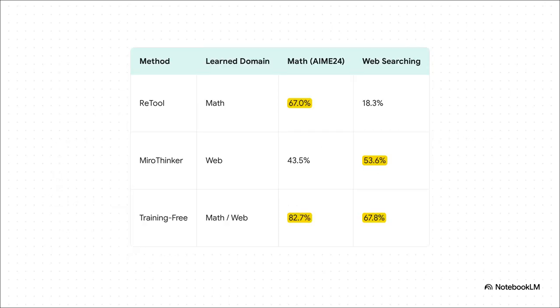But to me, this is the most powerful slide of them all. This shows you the flexibility. Look at those fine-tuned models. Retool was trained on math. It's great at math, but absolutely tanks at web searching. MiroThinker, trained on web tasks, is the exact opposite. They're what we call brittle specialists. But look at training-free GRPO. Just by swapping its playbook, it achieves amazing, state-of-the-art performance in both areas. It's an expert that hasn't forgotten how to be a generalist.